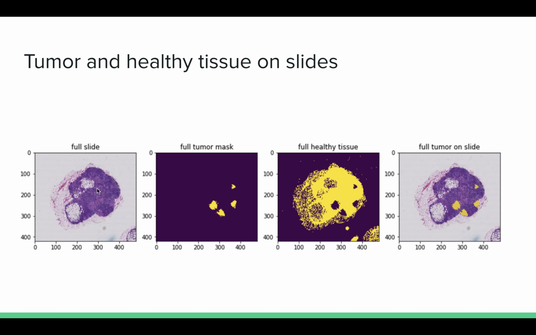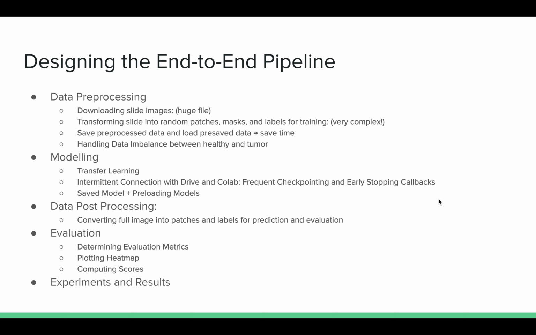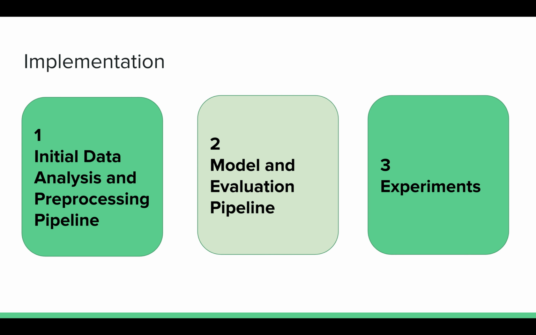This is an example of what we found. This is the full slide, and then this is the tumor, the healthy tissue, and this is the tumor in the slide. And for the end-to-end pipeline, again, we have the 5 steps. I think it's easier to go through that in a code walkthrough.